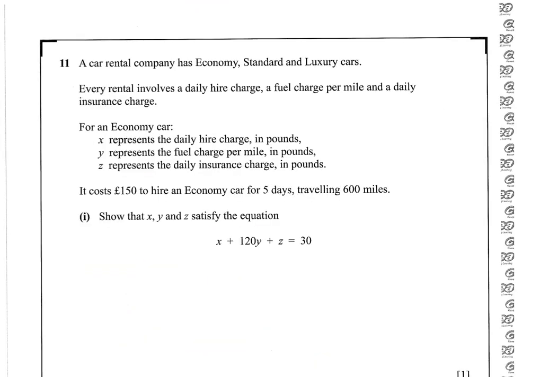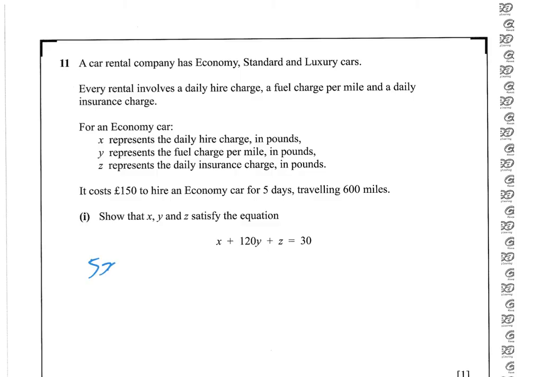Okay, question 11 is a simultaneous equations question. It says a car rental company has economy, standard and luxury cars. Every rental involves a daily hire charge, a fuel charge per mile, and a daily insurance charge. So for an economy car, X represents the daily hire charge in pounds, Y represents the fuel charge per mile in pounds, and Z represents the daily insurance charge in pounds. So it says it costs £150 to hire an economy car for 5 days.